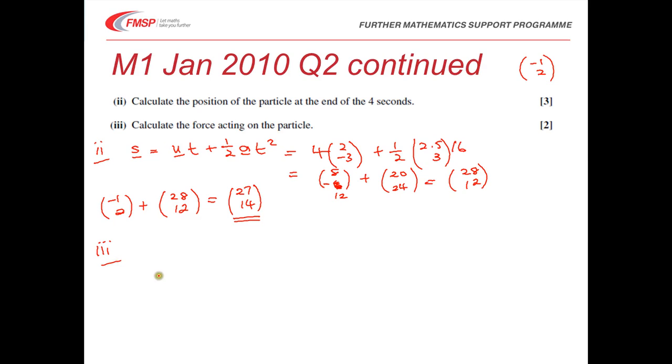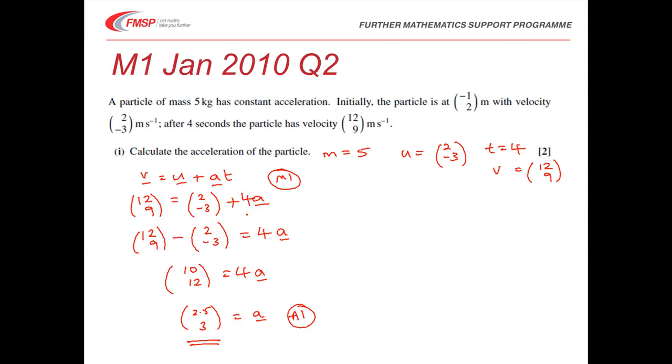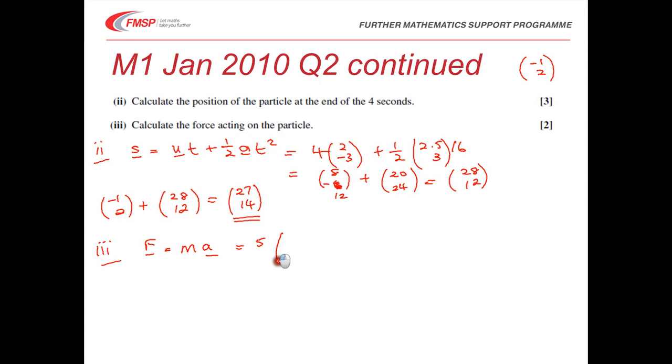For the third part, we have to calculate the force acting on the particle. So for this part of the question, we'd have force is equal to mass multiplied by acceleration. So that would be the mass, if we look back, was 5. The acceleration, 2.53. So that would be 12.5, 15.